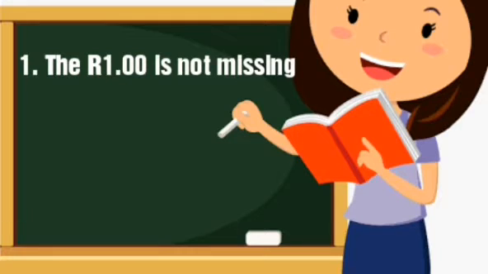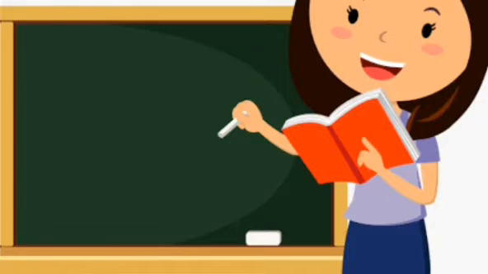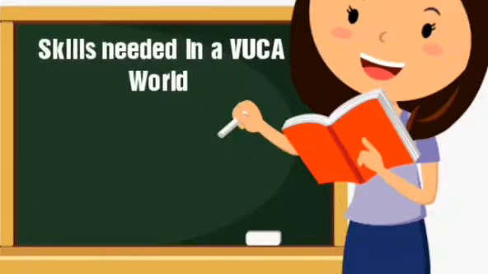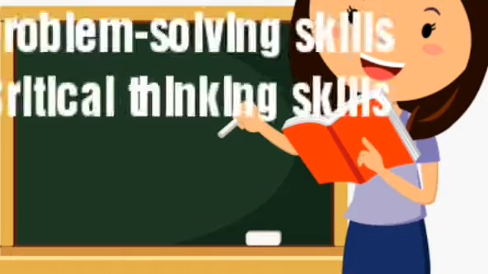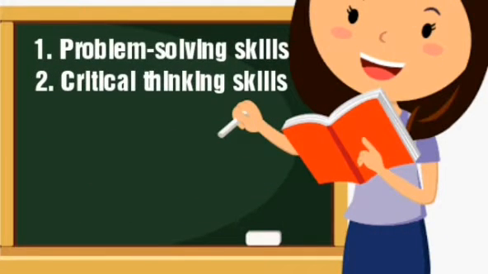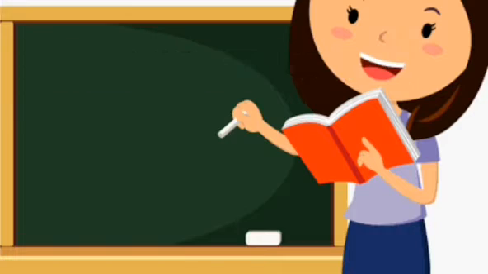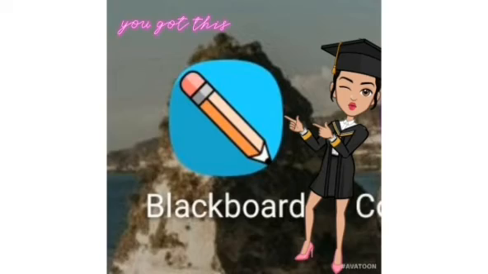By the way, this activity was given to you, my fellow Ideal Teachers, so that it could tap into the 2 most important skills needed in the VUCA world, which are problem-solving skills and critical thinking skills. Now, the number 1 answer was the 1 rand is not missing. There's just some miscalculation of some sort. Alright? Okay. So I started to look at this with an educational lens.